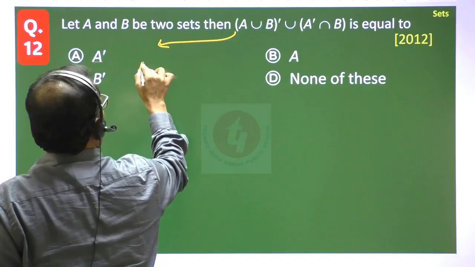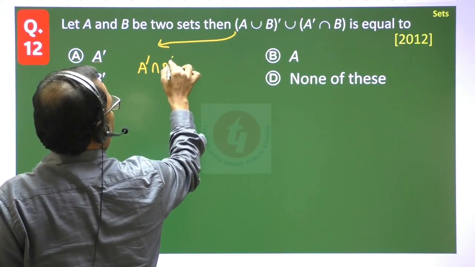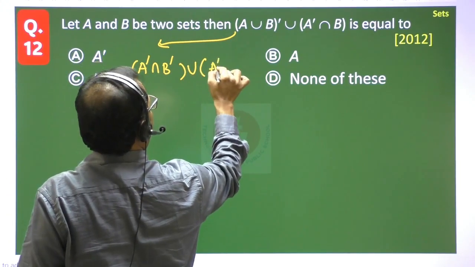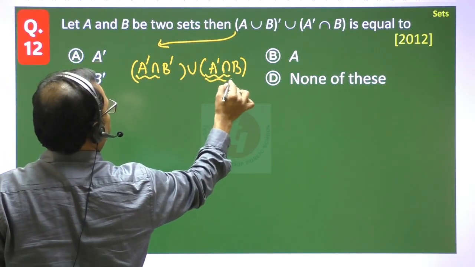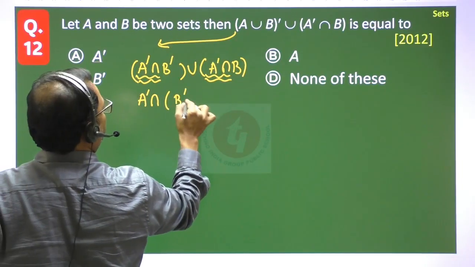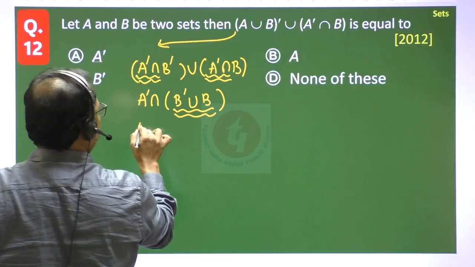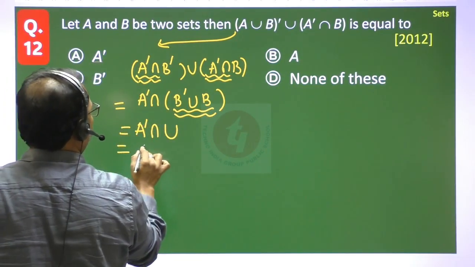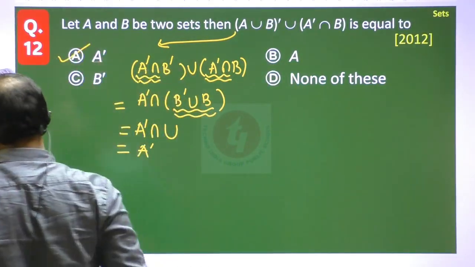Applying De Morgan's law, you will get A intersection A complement intersection B complement, and then you have union A complement intersection B. So from here you notice that you can apply the distributive law. So it will be A complement intersection B complement union B. Any set and its complement gives the universal set. So A complement intersection universal set is equal to A complement, because A complement is a subset of the universal set.